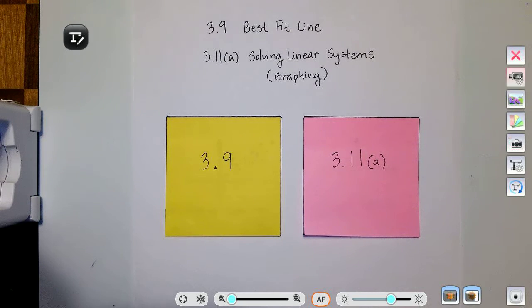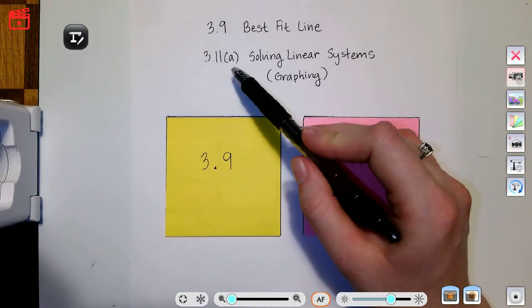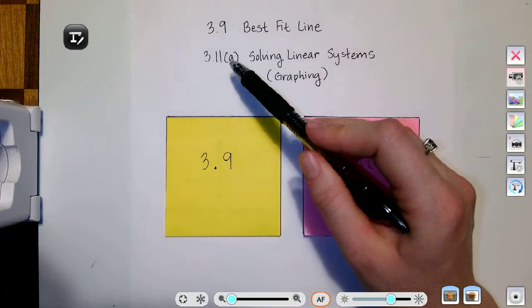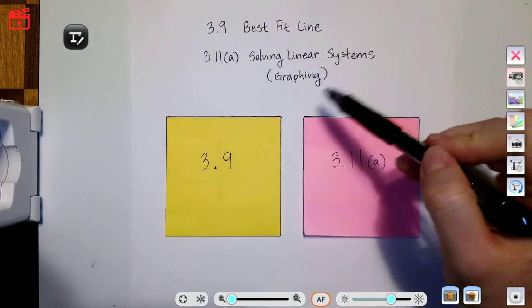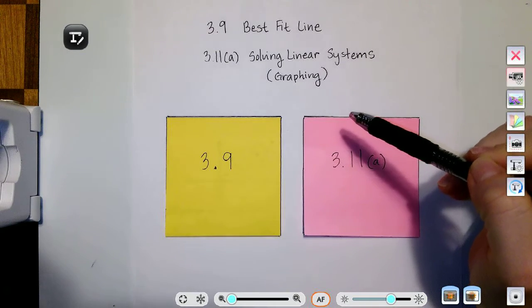All right, so we're going to take a look at the next sections of our class. So 3.9, the best fit line, and 3.11, we're going to split them into two parts, Part A and Part B. For 3.11, Part A, we're going to look at solving linear systems by graphing. Okay, so a brief overview of what these are.